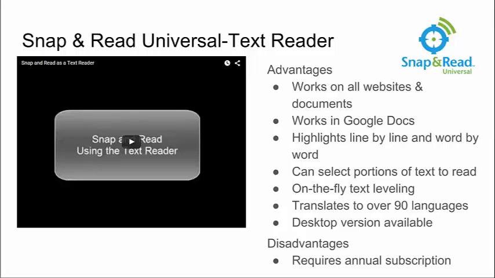This is Snap and Read Universal. So Snap and Read Universal is, again, an extension available in the Chrome Web Store. It works on all websites and documents. It also works nicely in Google Docs. It offers that line-by-line and word-by-word highlighting options, just like the Read and Write for Google. In this video, we'll be showing some of those basic features of Snap and Read. Again, just the straight text reader features, which is selecting portions of the text and pressing the Read button and having that text read and highlighted.